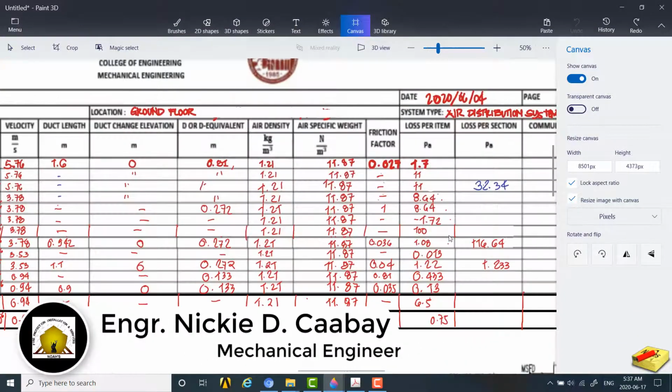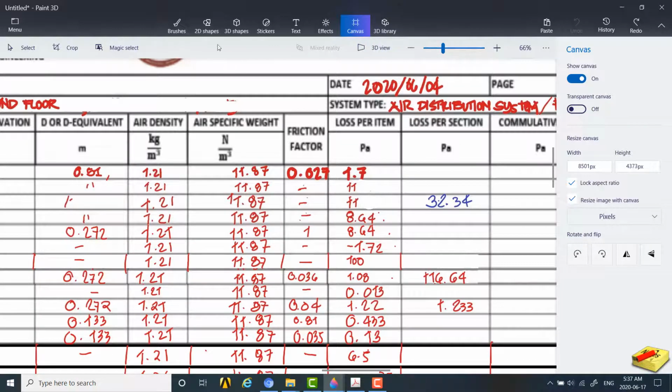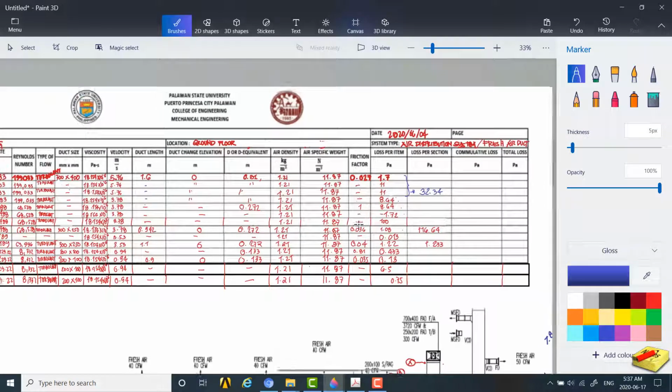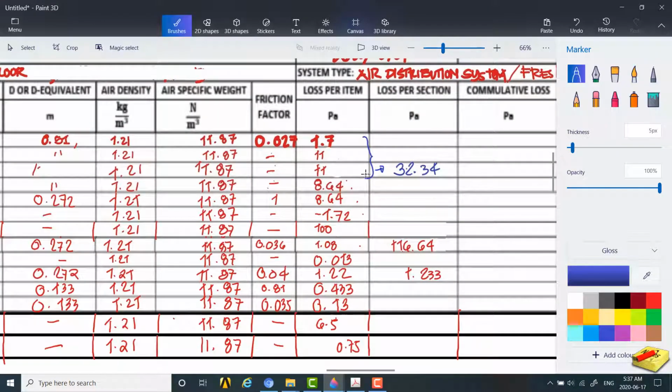So resuming to this table. You will notice here that this is the sum for this one, starting from here and here. That is for your loss per section. And we have, starting from here going down here until dito, ito yung sum niya.